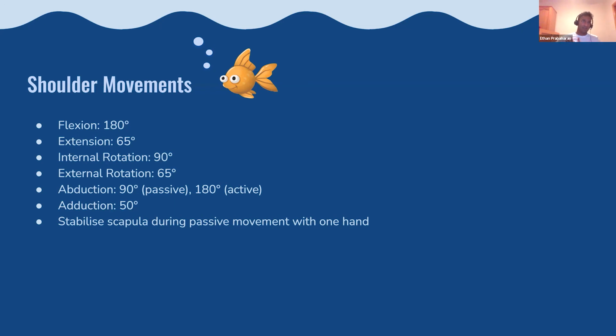Abduction is 90 degrees passively, but actively you can move it all the way to 180. The reason it's 90 degrees passively is because you stabilize their scapula, and if you don't move your scapula, you can't move your arm any more than 90 degrees in terms of abduction, because the other 90 requires your scapula to actually move. And adduction is to 50 degrees. That is tested by just bringing your hand across your body like this.